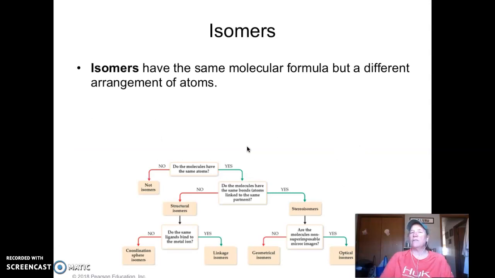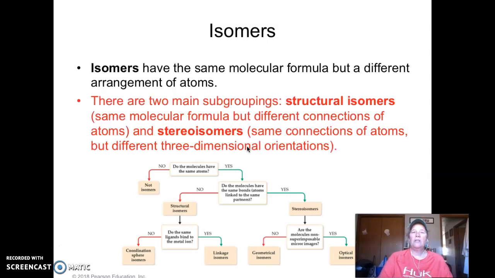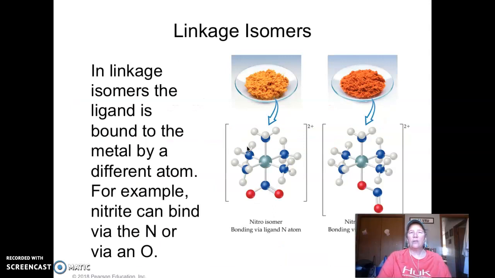There are isomers. Isomers have the same molecular formula, but a different arrangement of atoms. We haven't talked a lot about that. If you take an organic class, you'll talk a lot about that. But there's two main subgroupings of isomers. There's structural isomers that have the same molecular formula, but different connections. And then there's stereoisomers, where they have the same connections, but different 3D arrangements. In other words, stereoisomers are like mirror images. So you can move things around. Maybe the chlorine is attached to the second carbon instead of the first, or something like that. Okay, those are isomers. Okay, there's linkage isomers.